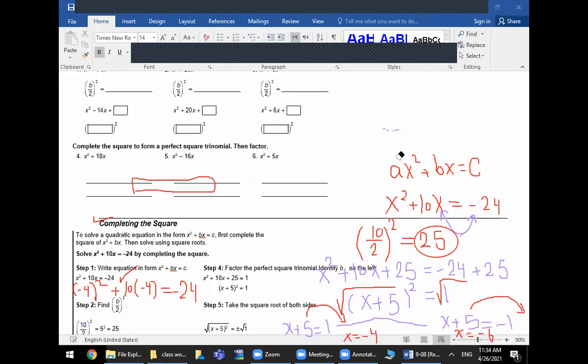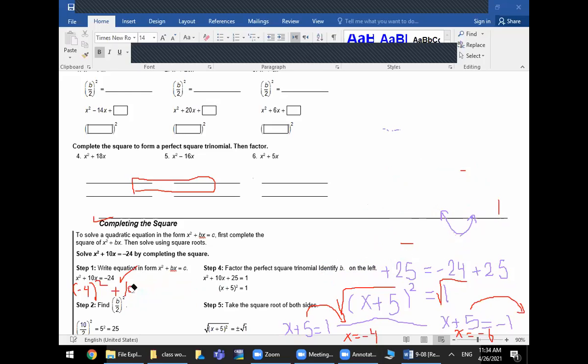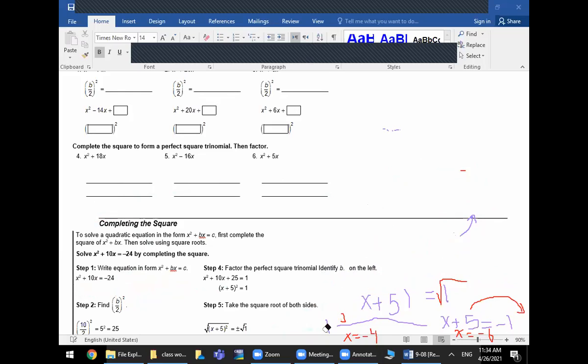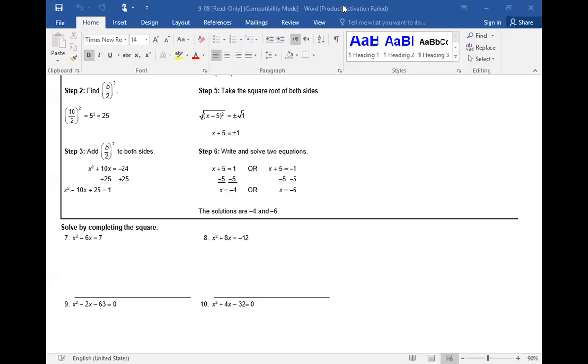Is there anyone who can give me a summary about how we can solve any quadratic equation by using completing the square? How can we find the answer, grade 9? And then if you want to check, you can substitute. And with the square root, it should be with positive and negative. The square root of any number will be positive and negative.